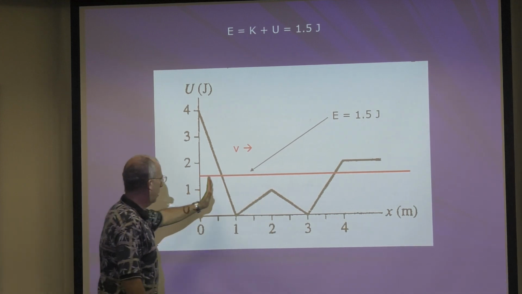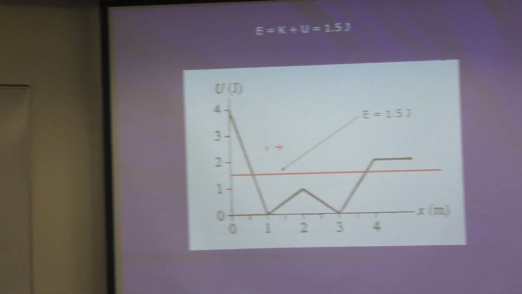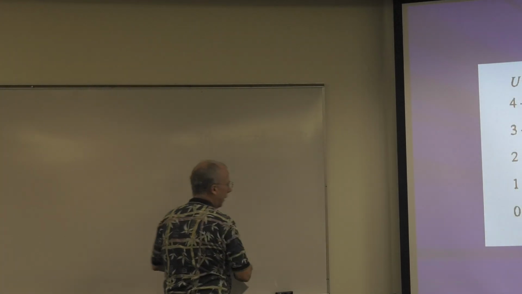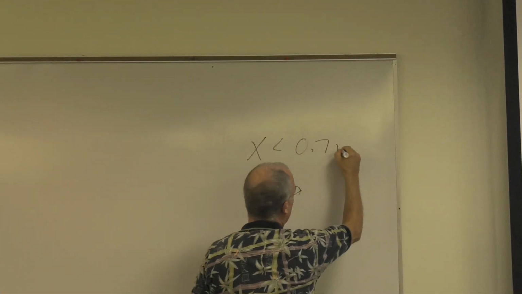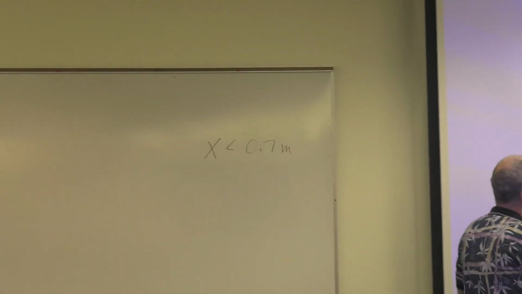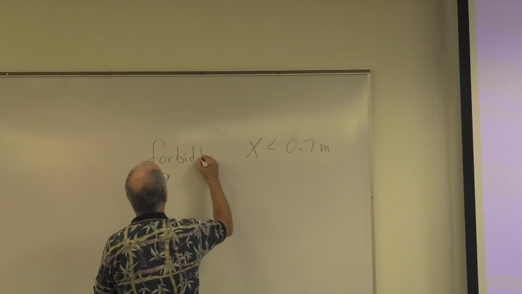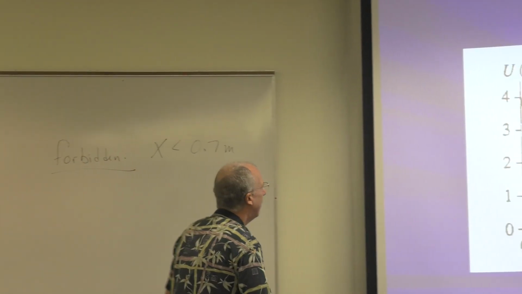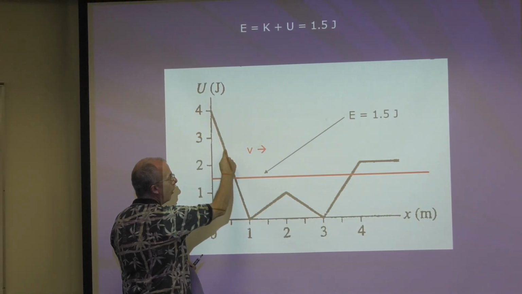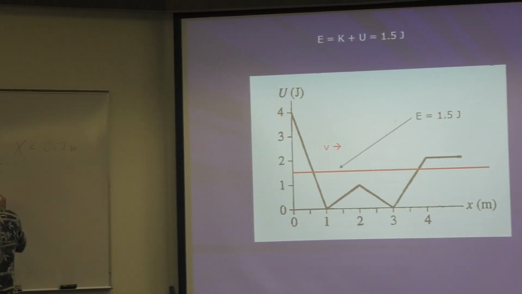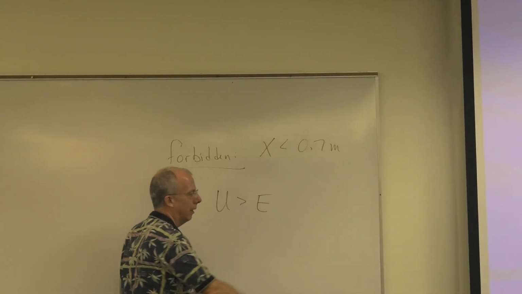Okay, now let's talk about over here and over here. So, let me write down. I'm just going to say this is x equals 0.6 or 0.7 or something like that. So let's look at x less than 0.7 meters. Now, this is called forbidden, okay? It's forbidden. The particle may not be there. What do you mean, may not be there? Why not? Well, look, if x is less than 0.7 or so, the potential energy is bigger than the total energy, right? Well, wait a second.